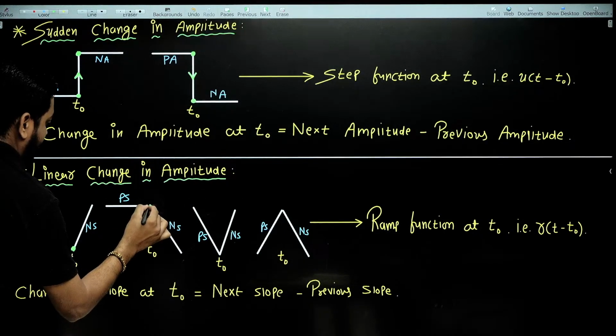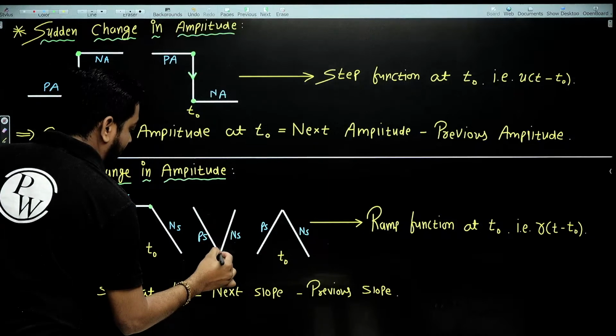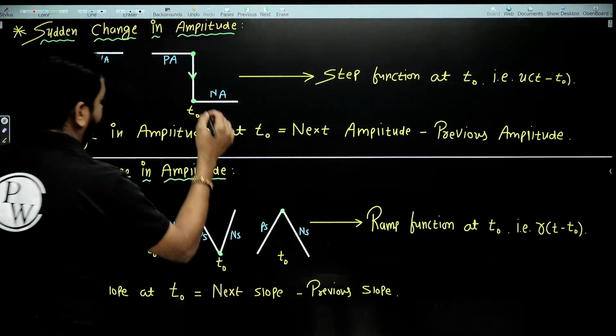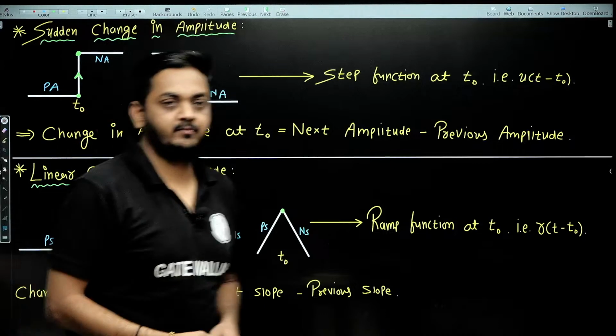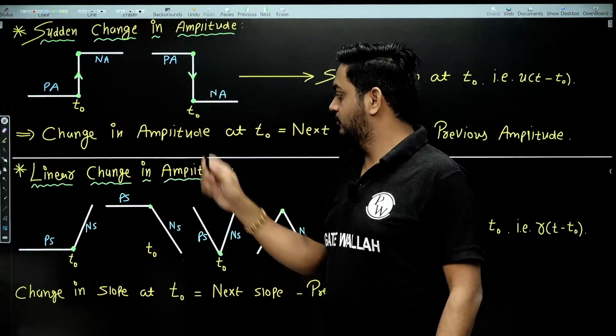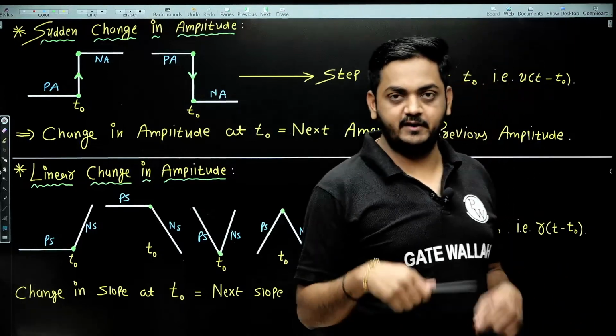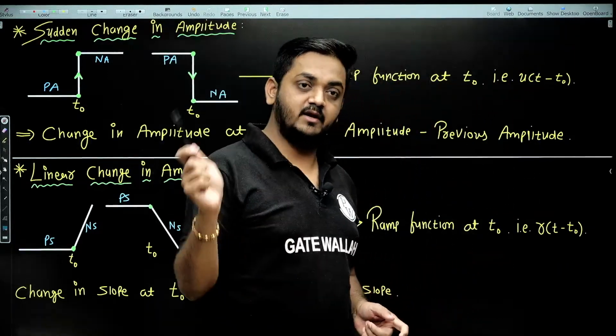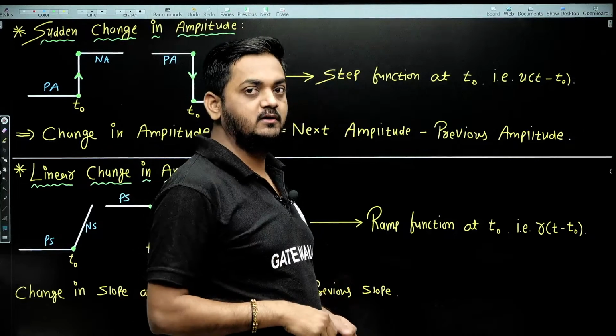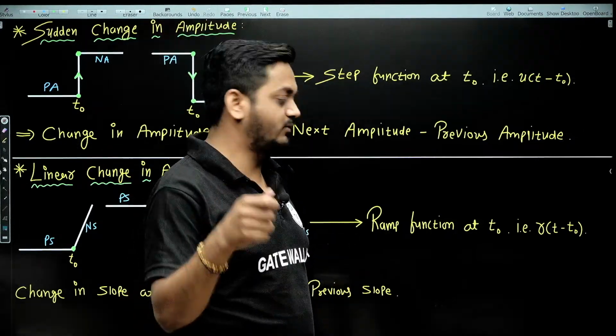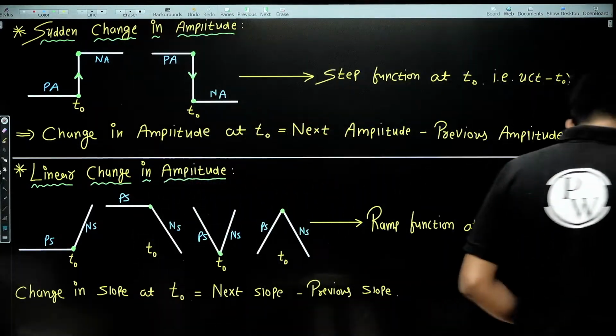So linear change at t naught, guys. You can see here only linear change. Here you can see only sudden change at t naught. Here you can see only linear change at t naught. Now sometimes you will find the case in which there is linear change as well as sudden change at t naught. Both, then both ramp and step are present, guys. Correct?